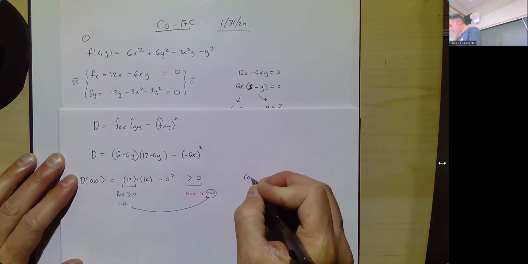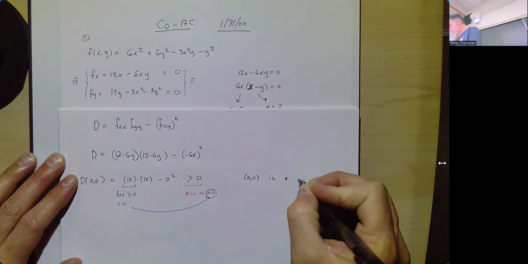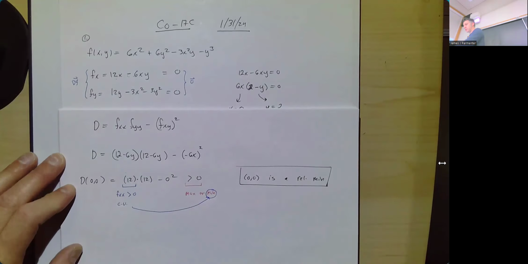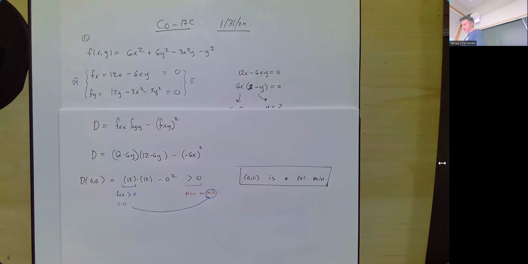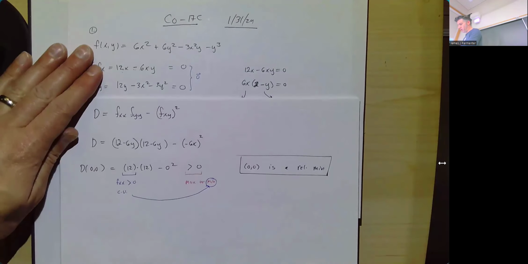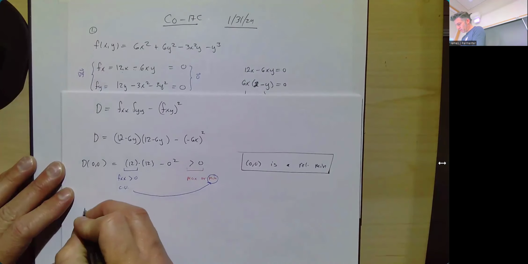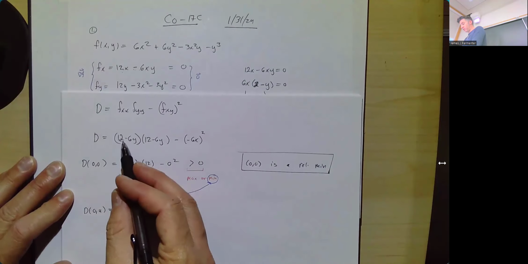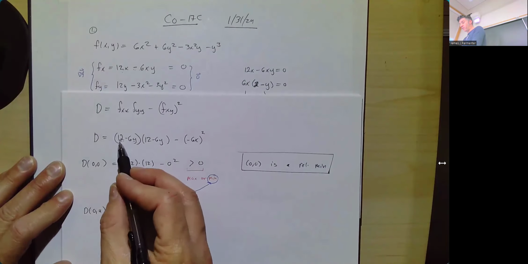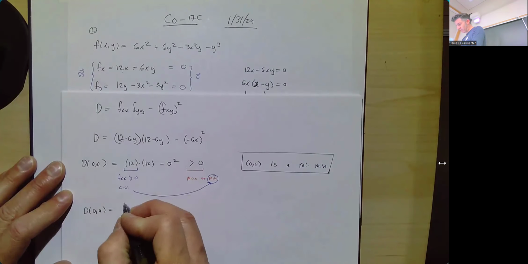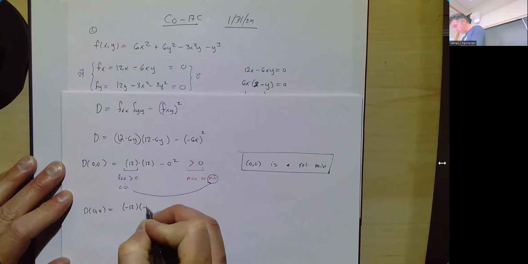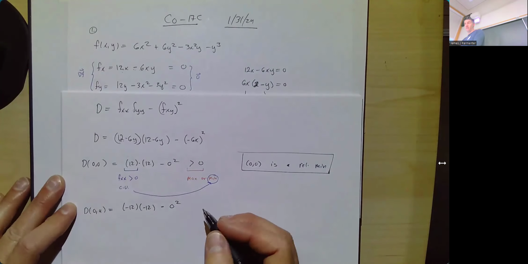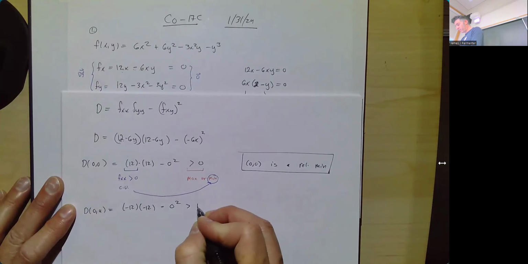So 0, 0 is a relative minimum. Let's keep going. Let's plug in. What was my other points? 0, 4. So D of 0, 4. Again, I'm plugging in 4 for y now. So now I get 12 minus 6 times 4, which is negative 12, times negative 12, minus still 0 squared, which is still going to be positive. It's actually still going to be 144.